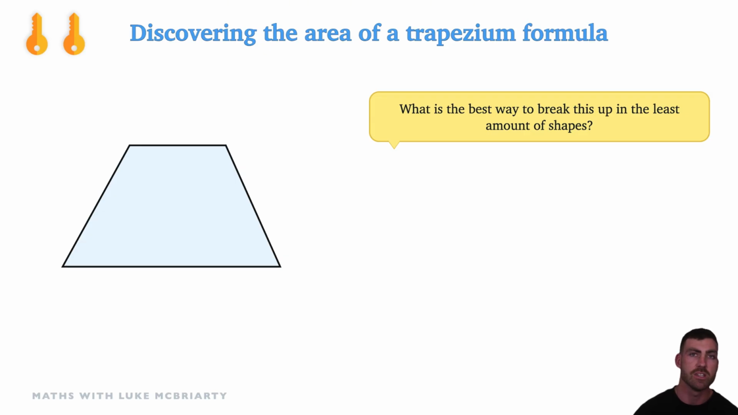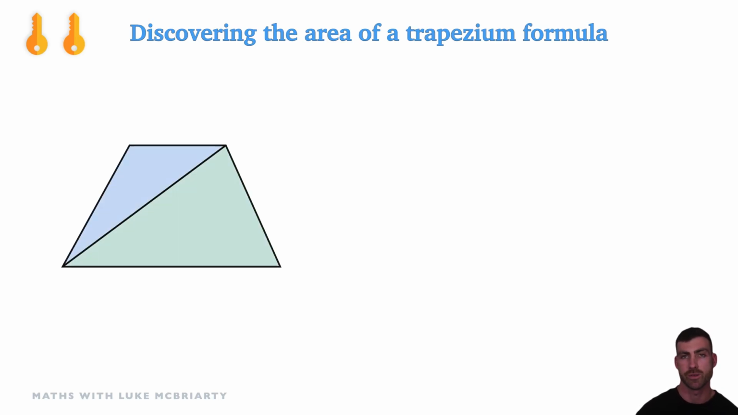The best way is to draw a diagonal from one corner to the opposite corner. Now the trapezium has been split into two triangles. Let's call them triangle 1 and triangle 2. And that's exciting because we already know how to find the area of triangles. Area of a triangle equals half times base times height. So let's see what happens if we find the area of each triangle separately.